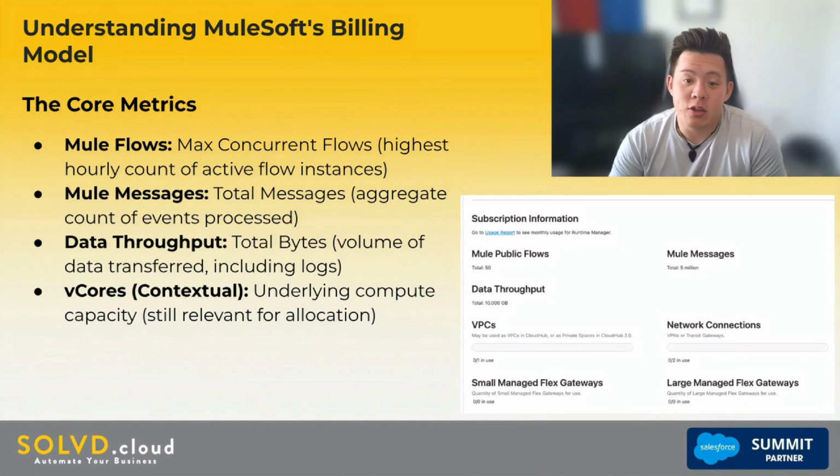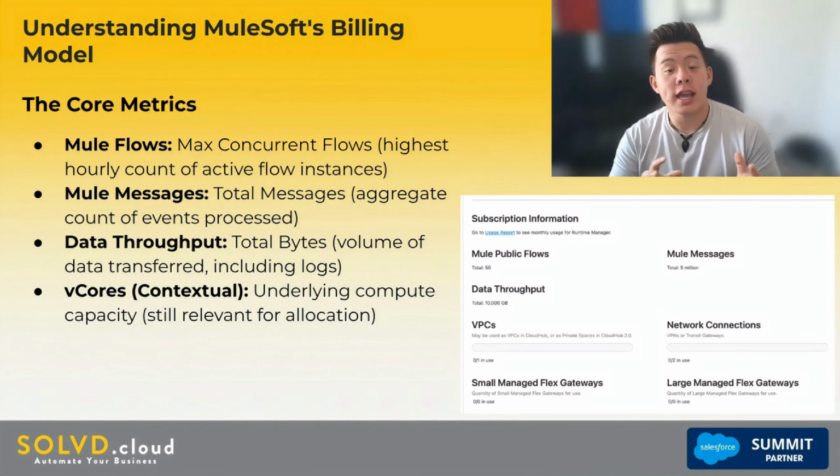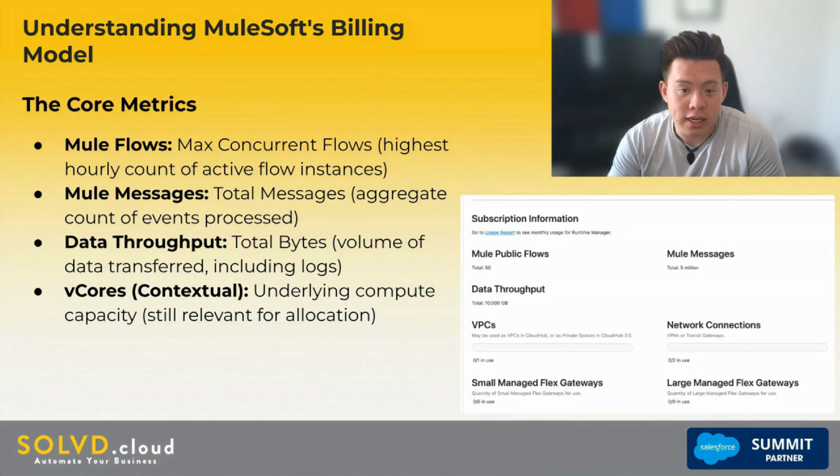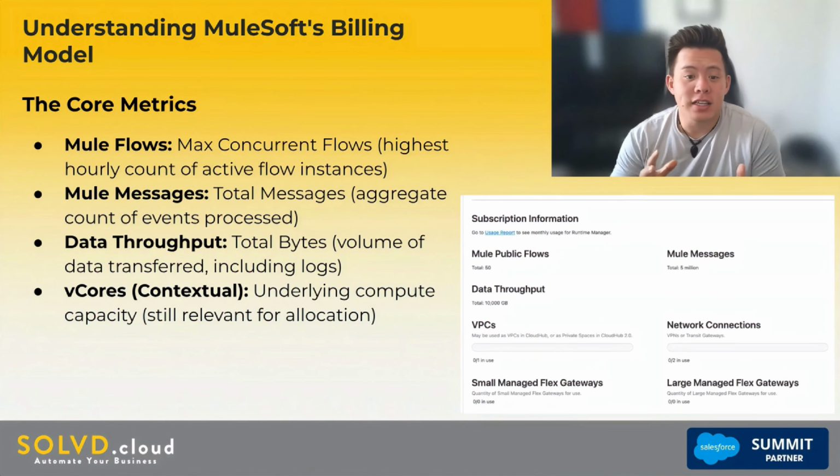Then you have data throughput, which measures the total bytes transferred by your deployed applications. This includes actual business data, but also internal operational traffic like logs and health checks. Large data volumes and verbose logging can quickly add up here. Lastly, we have vCores. So while billing focus is shifting, they still represent your underlying compute capacity. Over-allocating vCores means you're paying for resources you're not actually using.